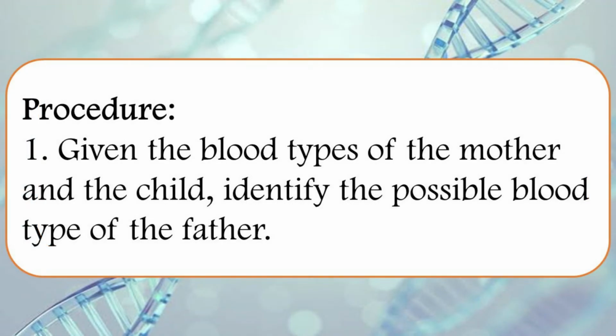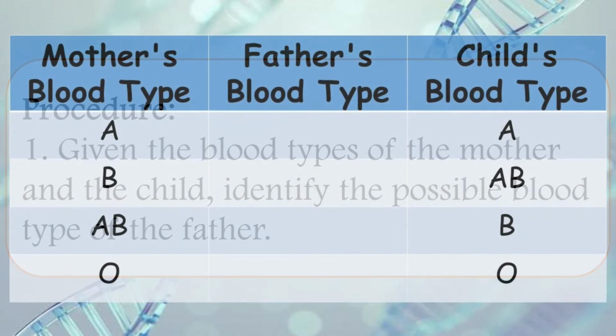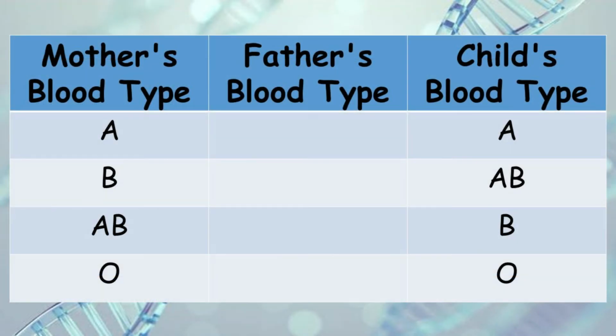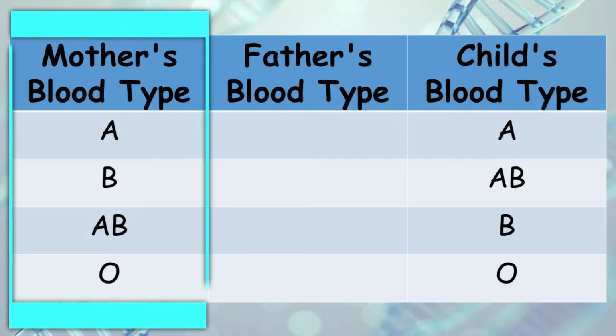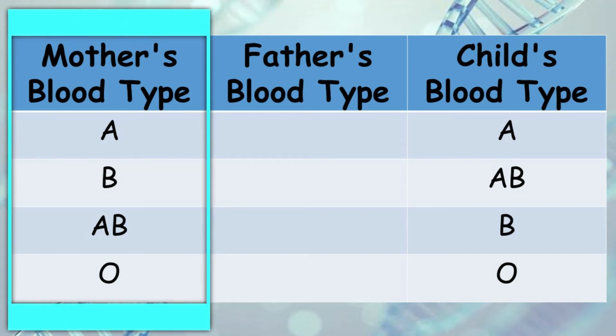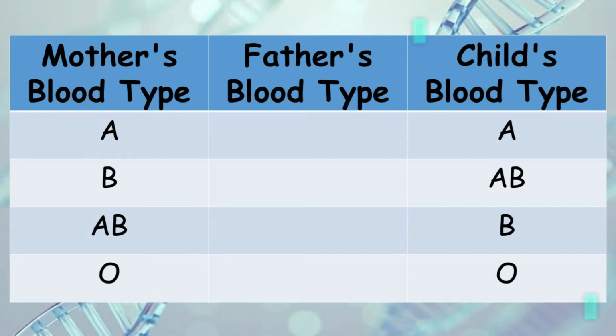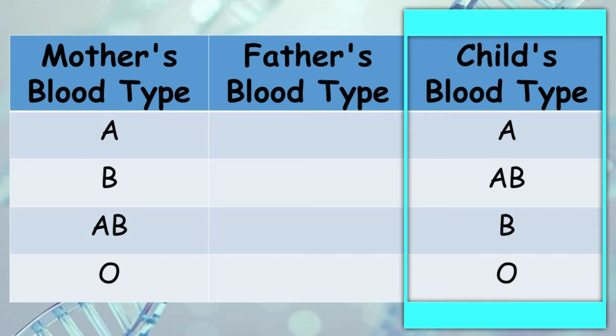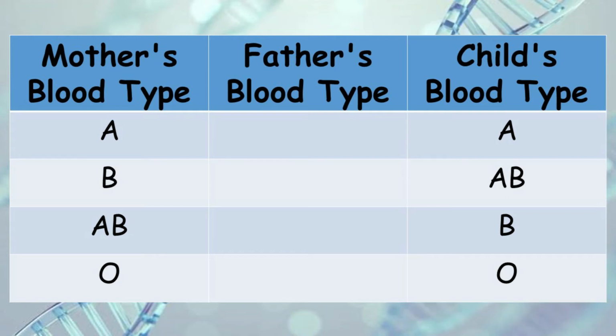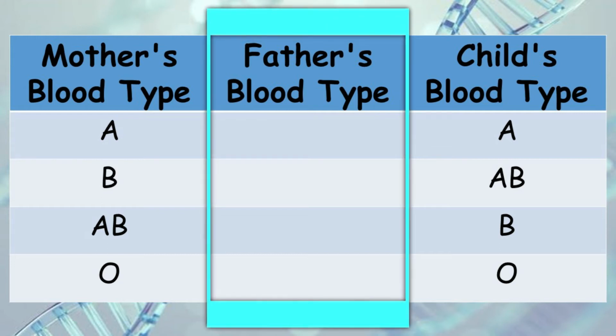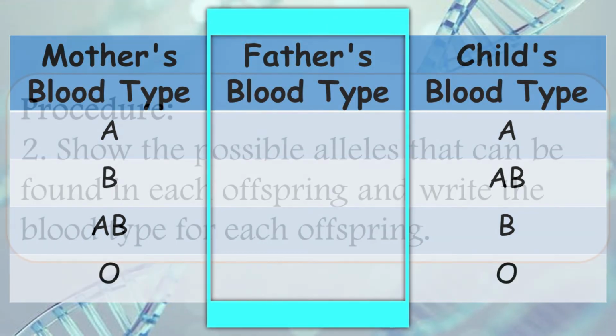Procedure. Number 1. Given the blood types of the mother and the child, identify the possible blood type of the father. In this table, you will see here that on the first column is the mother's blood type, which are A, B, AB, and O, while on the third column is the child's blood type, which are A, AB, B, and O. You will identify the possible blood type of the father and write it on the second column.